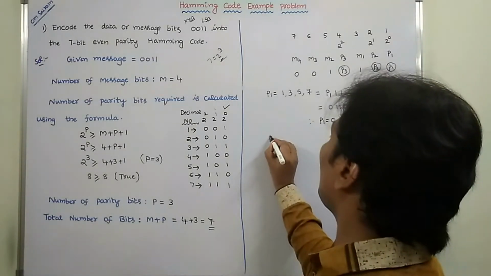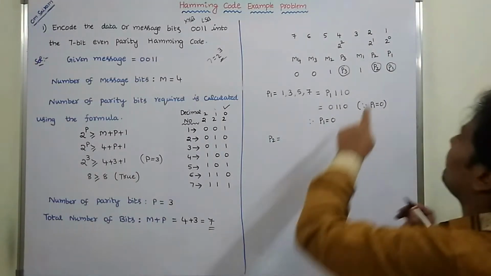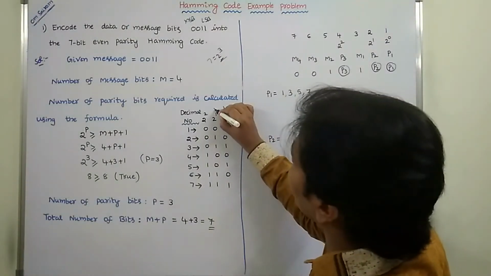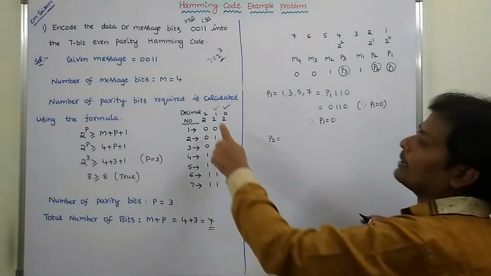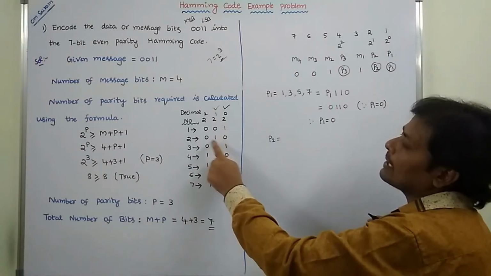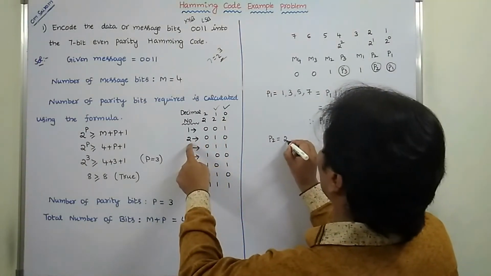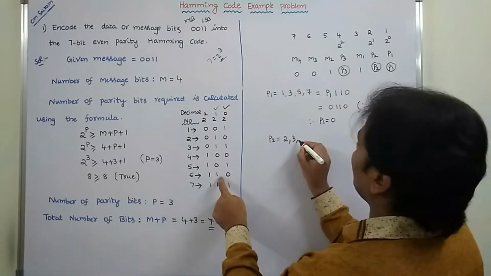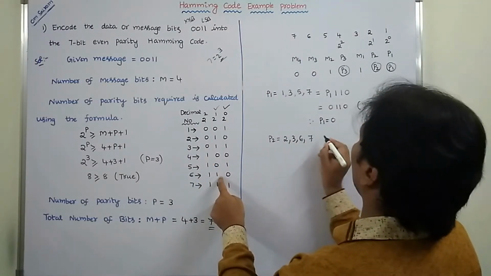Now consider P2. Here P2 is there at the 2 power 1 position. Now consider the 2 power 1 column. In the 2 power 1 column, where the 1 is there, so that is the second position, third position, sixth position and seventh position.